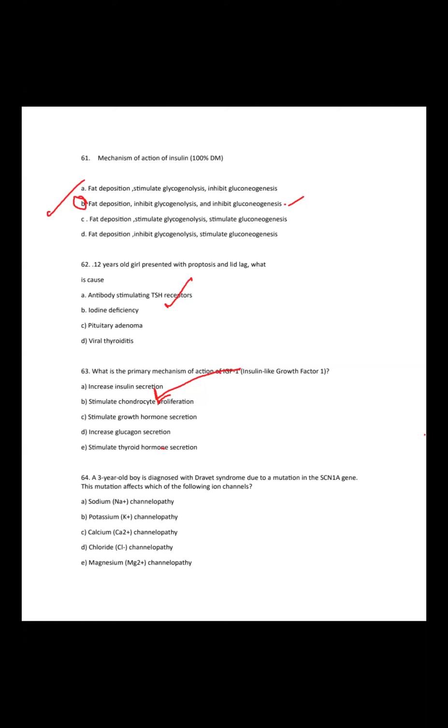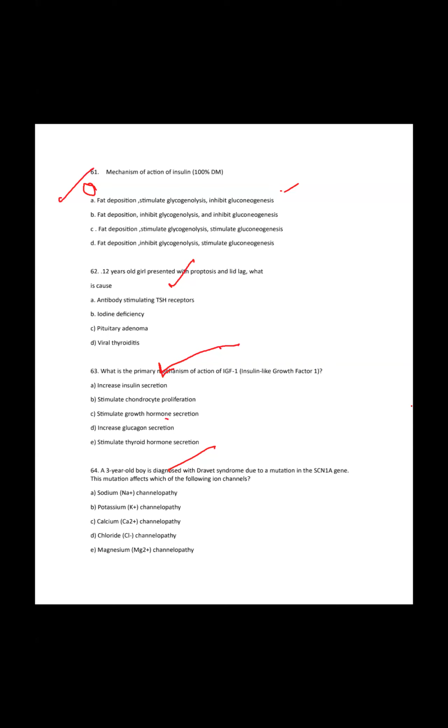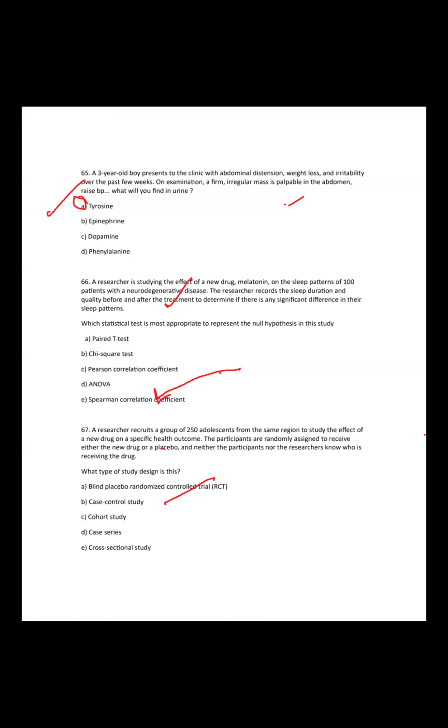Okay, next question. Dravet syndrome. Dravet is associated with sodium channelopathy. Okay. Next question. This is a 3-year-old boy presented to the clinic with abdominal distension, weight loss, irritability over the past few weeks. An irregular mass is palpable in the abdomen and raised BP.